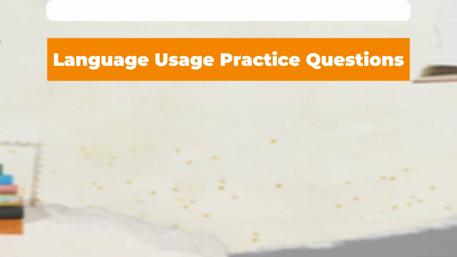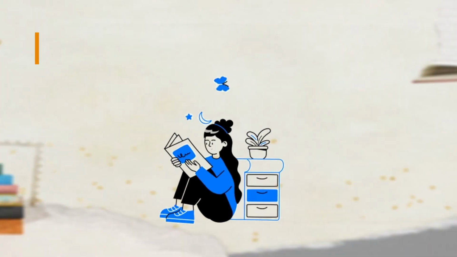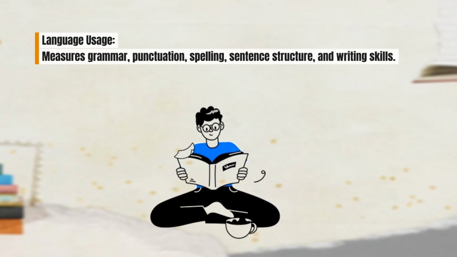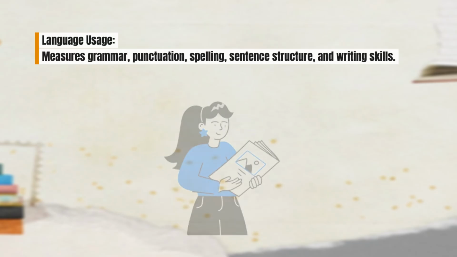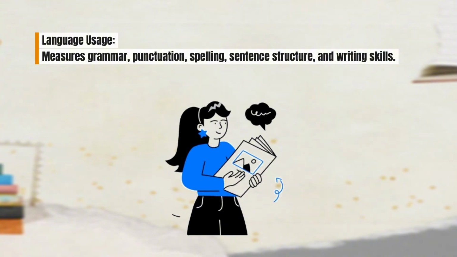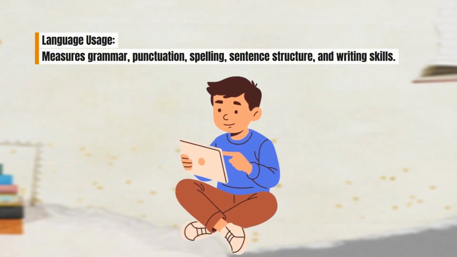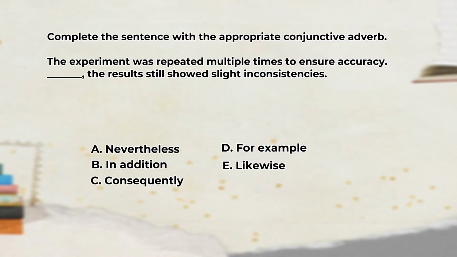Now let's continue with language usage. The language usage section measures grammar, punctuation, spelling, sentence structure, word choice, writing organization, and many other skills. Let's start with the first question. This question asks for the best conjunctive adverb. A conjunctive adverb connects ideas and shows the relationship between them. Pause here and choose the word that best connects those ideas.